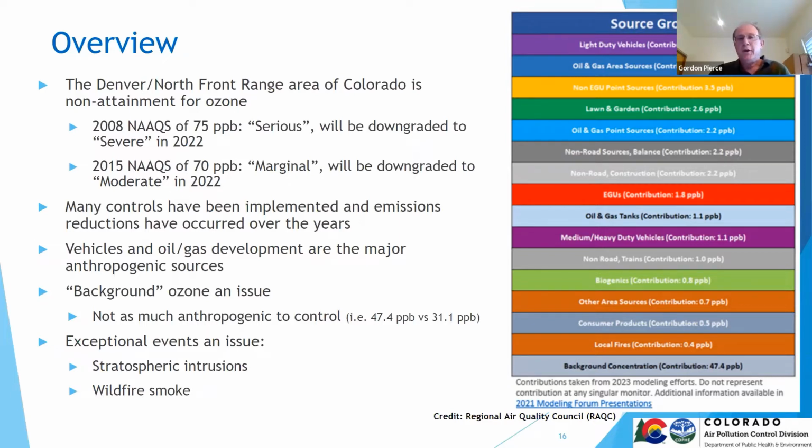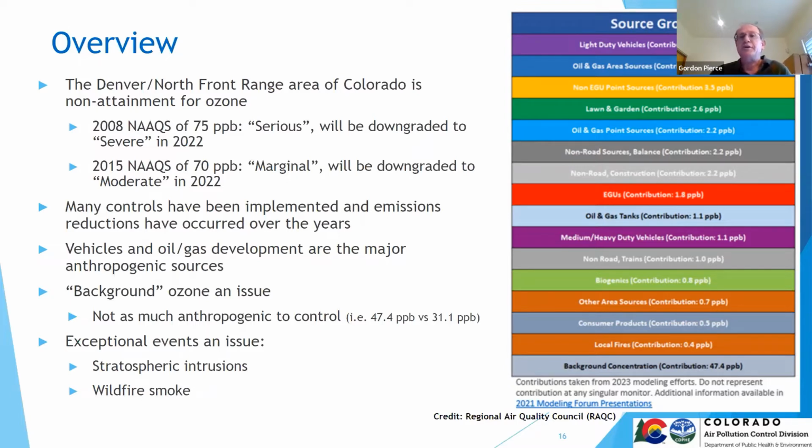So over the years, we have implemented many controls, a lot of new regulations, particularly on the oil and gas industry, and a lot of emissions reductions have occurred over the years. For instance, a lot of the new federal requirements on oil and gas have actually been based off a lot of the regulations that we put into place a number of years ago. What we're seeing now in our ozone state implementation plan modeling work is that vehicles as well as oil and gas development are the 2 major anthropogenic sources.